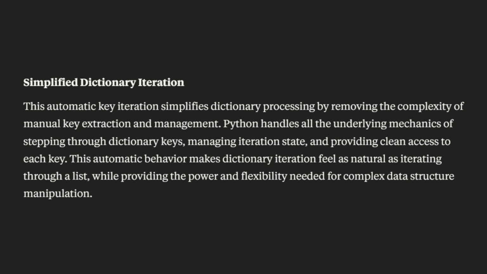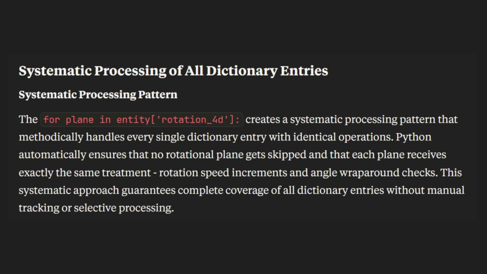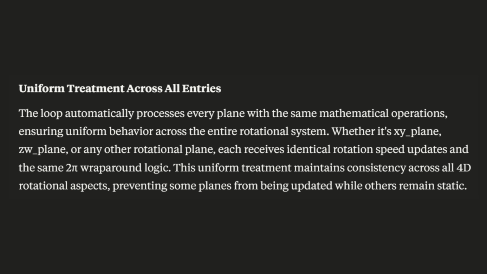Inside the loop, entity rotation 4D plane uses the current key to access and modify each rotation value. This is systematic processing of all dictionary entries. Instead of writing 6 separate lines to update each rotation plane individually, the loop automatically processes every plane with the same operation. This pattern is incredibly powerful for batch operations.